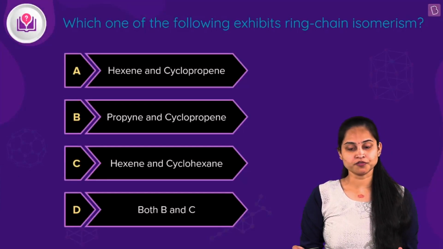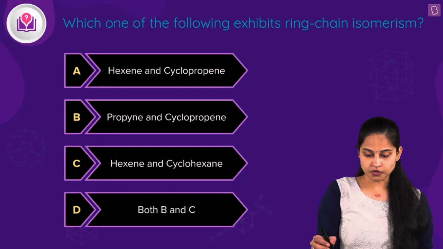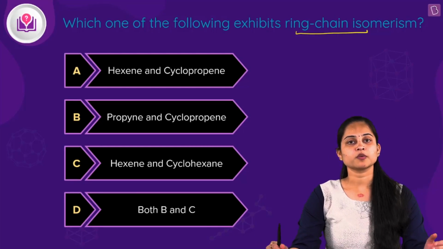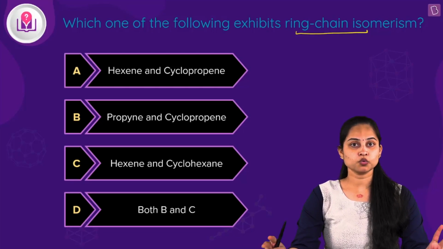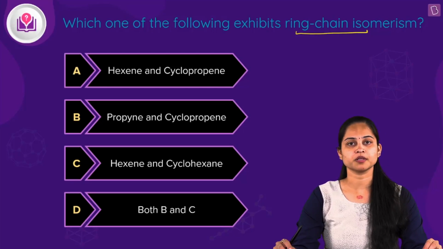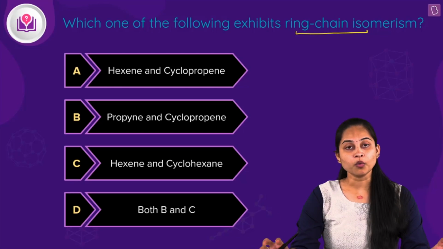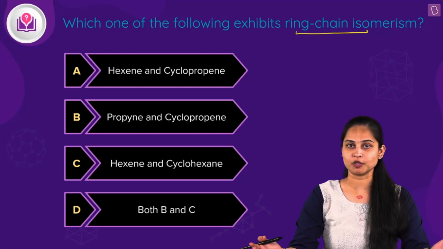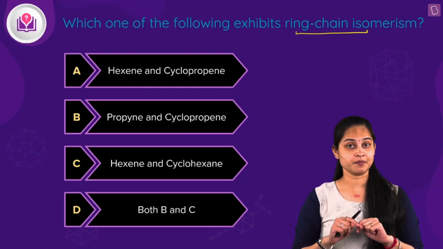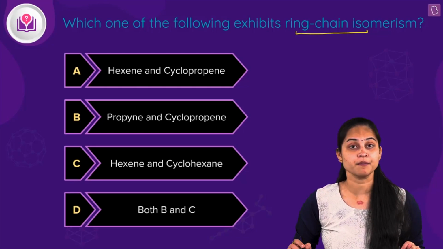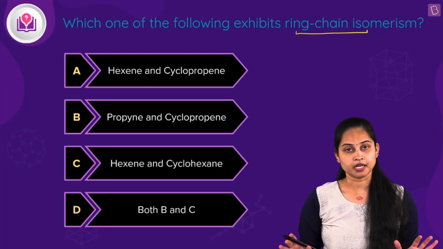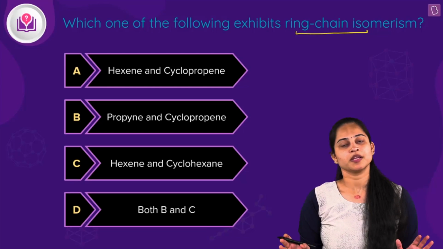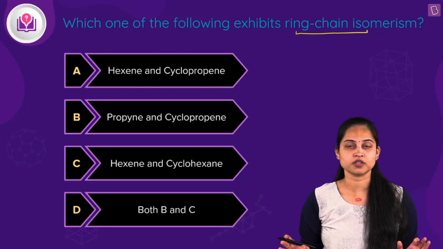Question over here is, which one of the following exhibits ring chain isomerism? For the compounds to exhibit ring chain isomerism, the two different compounds should have the same molecular formula. Okay, but the mode of linking should be different. That means one should be a cyclic structure and the other one should be an open chain structure. In a way, I'll say that the structural isomers which have the same molecular formula but possess both cyclic structure and open chain structure are actually termed as ring chain isomers.